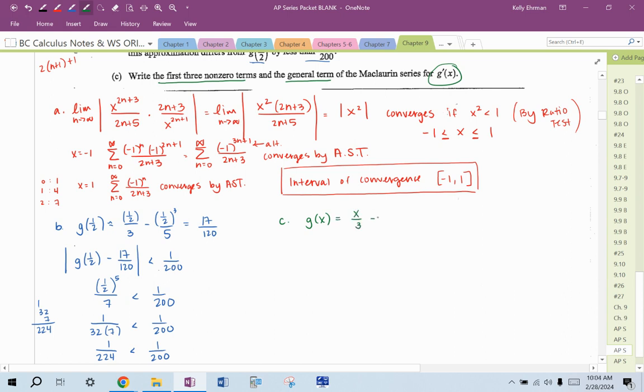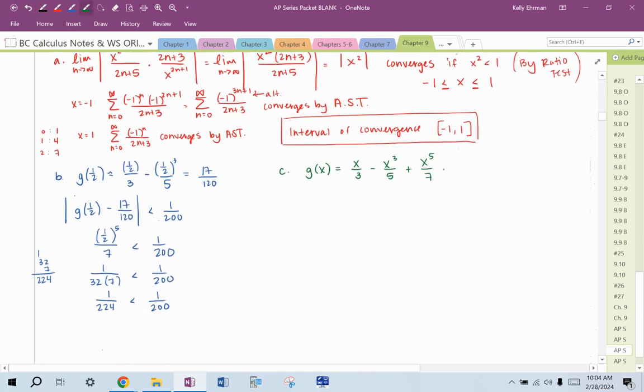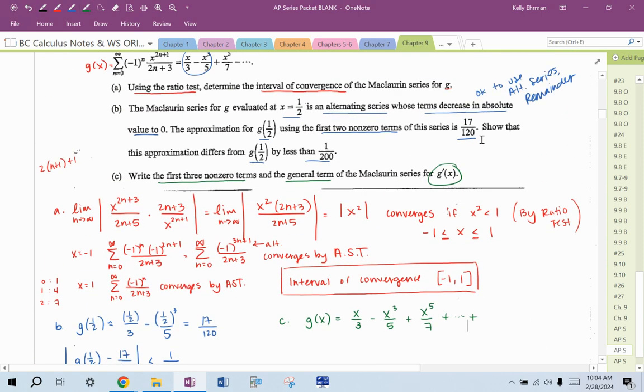It's x over 3 minus x cubed over 5 plus x to the 5th over 7. Double check those. Yeah. And then plus dot, dot, dot. What's the general term? So just take the series they gave you and write it out. It's negative 1 to the n times x to the 2n plus 1 over 2n plus 3, plus dot, dot, dot. So here's g of x.